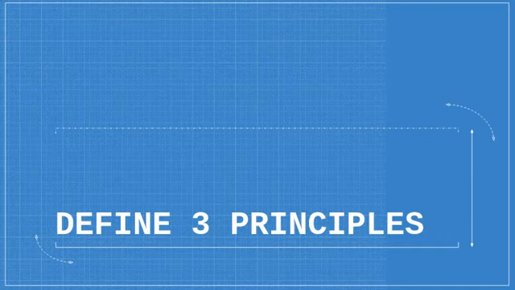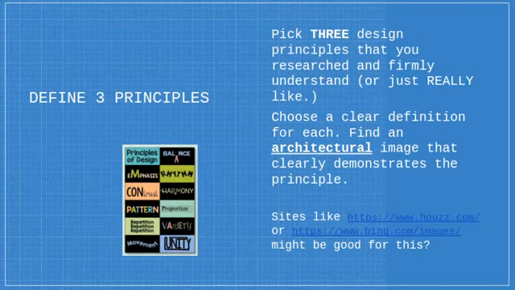What I want you to do with three of those principles: you need to pick three, and there's several principles. But pick three that you really understand or the ones that you like the most, and then find a clear definition for each one, and then find an architectural image that clearly demonstrates the principle. You could use sites like houzz.com, or I like Bing Images. It's a really good way to search and get large images for really clear screenshots. So that's what you want to do. I don't want you to find the one that's from art class or some drawing or something. I want it to be an architectural image.